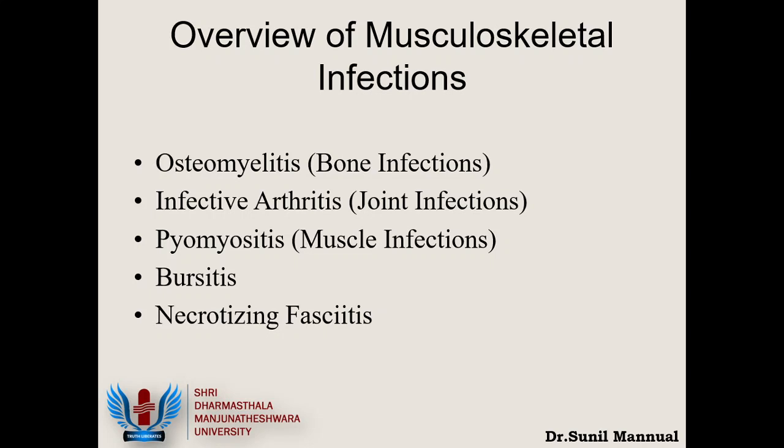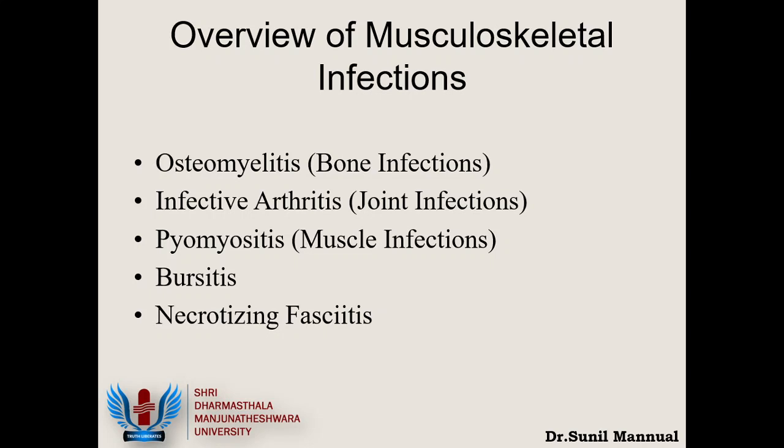So when you take the spectrum of infections, normally for an orthopedic surgeon, we are looking at the spectrum of infections that can occur in the bone, that is in the limb, as well as in the spine. So these are the things that we are interested in. Now, the first and foremost thing that an orthopedician would be interested in would be infection, obviously, of the bones. So these bone infections are called osteomyelitis.